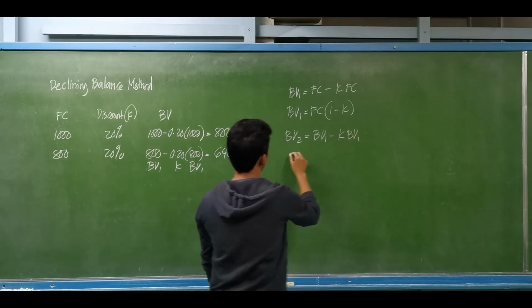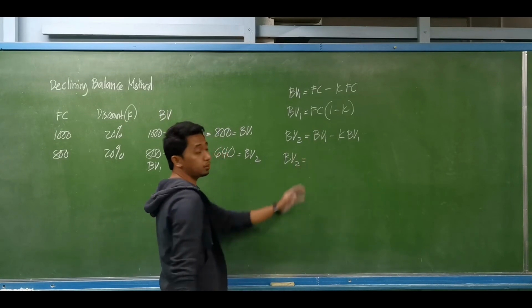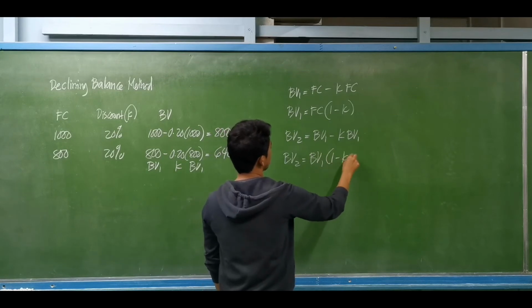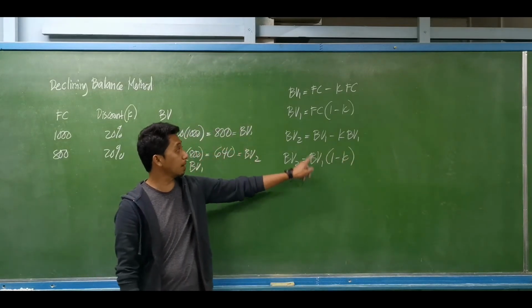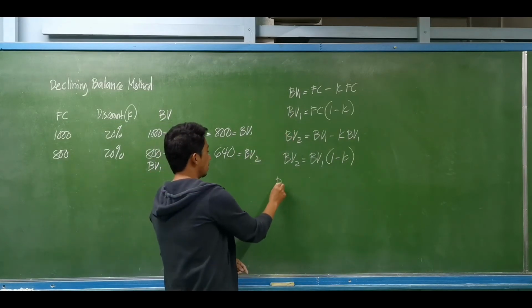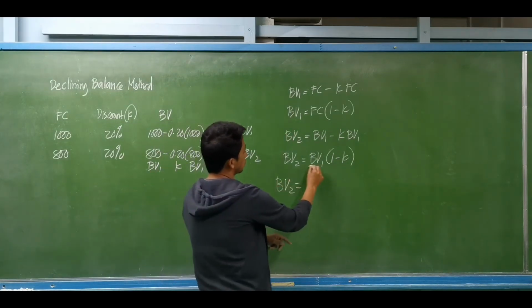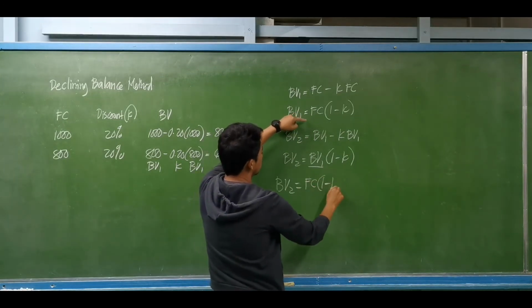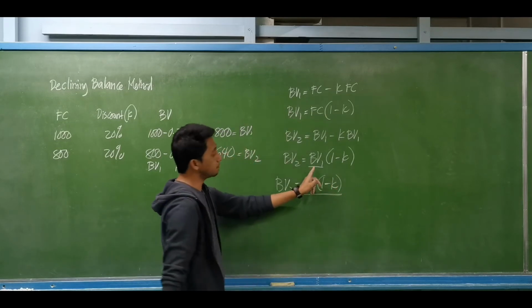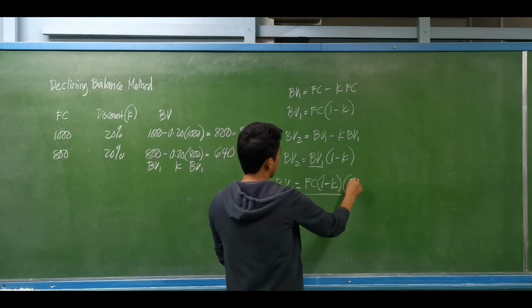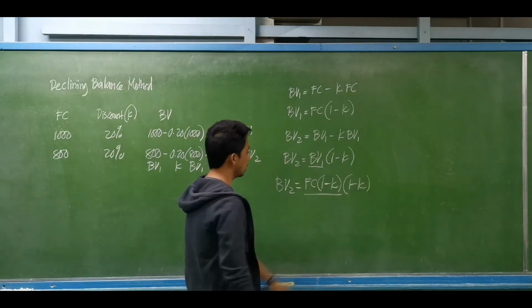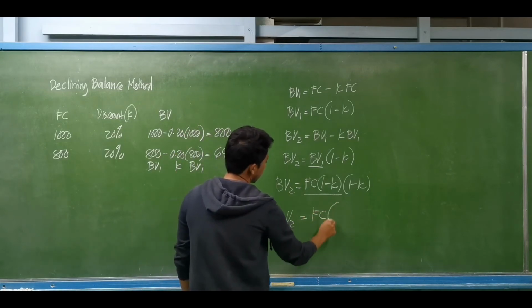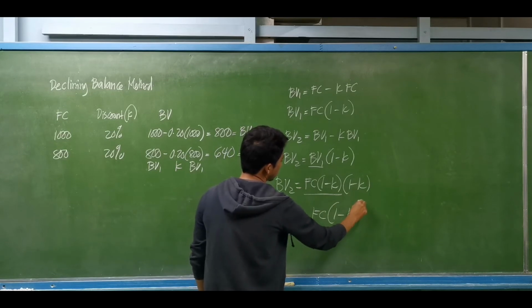Okay, book value number 1. So we have the equivalent of book value number 2. We factor out book value number 1. This is book value 1 multiplied by 1 minus the rate of depreciation. What is the equivalent of book value 1? Book value number 1 is first cost multiplied by 1 minus the rate of depreciation. That is the equivalent of book value number 1 multiplied by 1 minus K. So we'll have the second book value as the first cost multiplied by 1 minus the rate of depreciation squared.